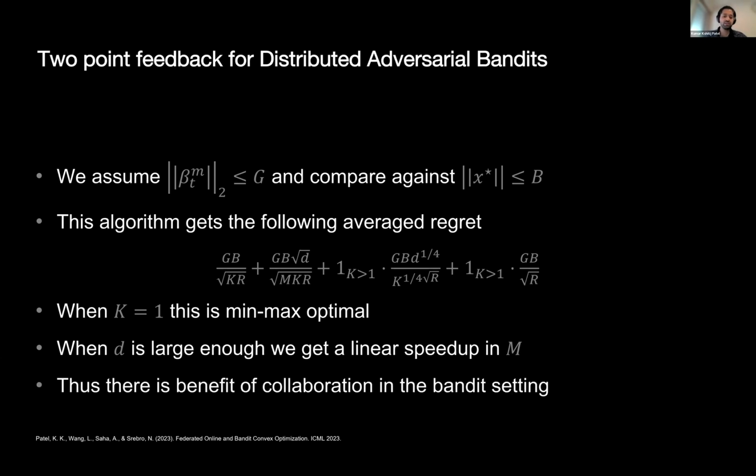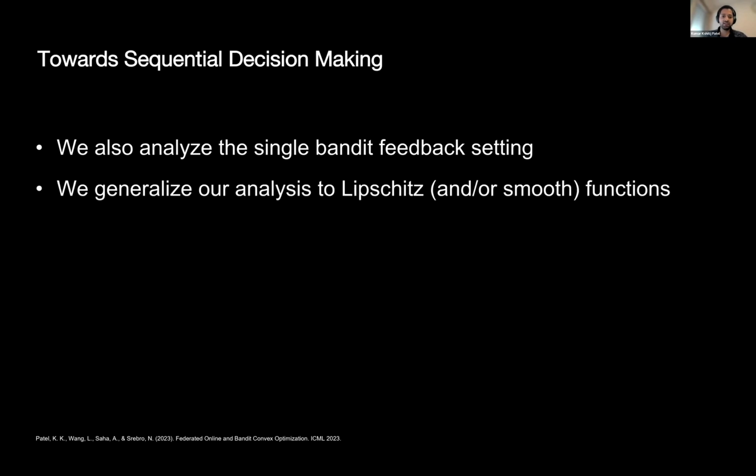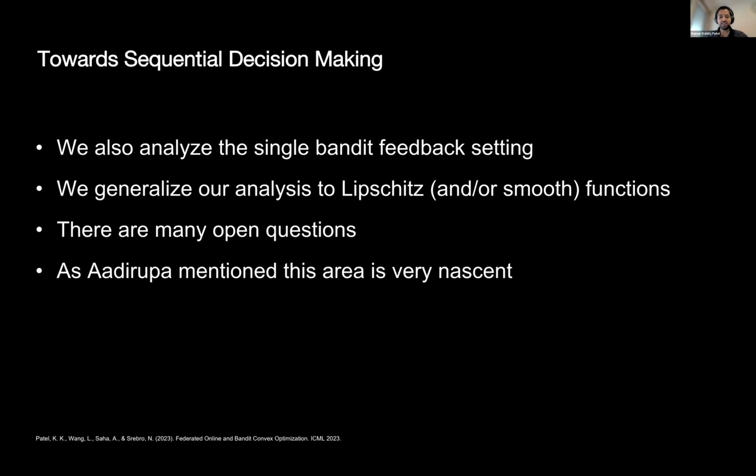So what we've shown is that there is indeed a benefit of collaboration in the zeroth order or bandit setting for distributed linear problems. As I said, we also analyzed the single bandit feedback setting; it's there in the paper. We also generalize our analysis to Lipschitz functions and smooth functions, but there are still many more open questions here. This area is very nascent, as Aadirupa mentioned, and our paper is perhaps one of the first ones trying to formalize what sort of lower bounds and upper bounds you can hope to get.